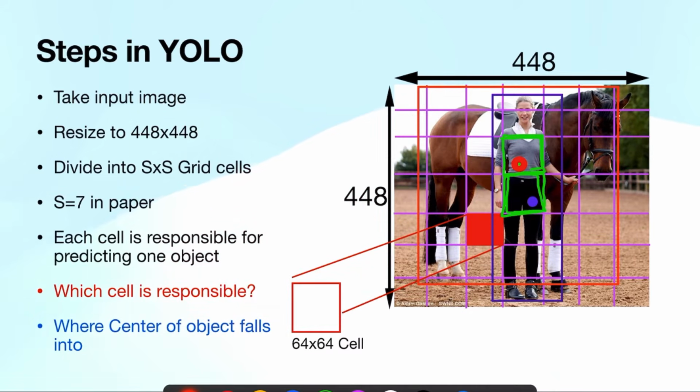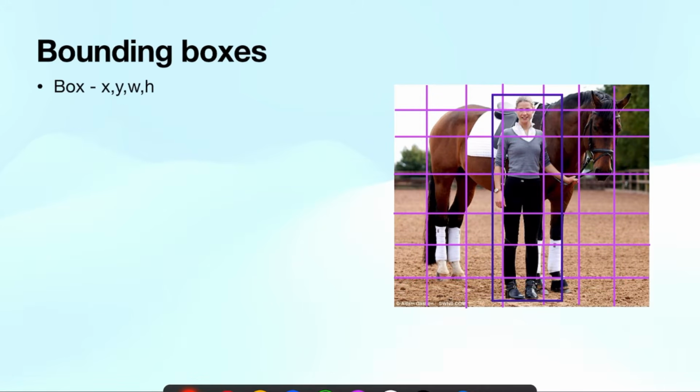Again coming back to the same question, what do I mean by responsible? Okay, now I understood that this center falls into this grid, so this is responsible for predicting the person. But what do I mean by that? For that we need to understand how the targets are calculated for training. Once we divide the image into a 7 by 7 grid, we are saying each grid cell is responsible for one prediction. Now each cell has its own targets. Every cell has its own targets. Here target means the values which we compare with the network predictions.